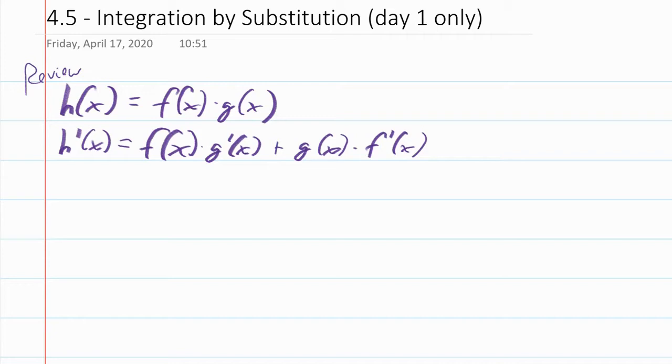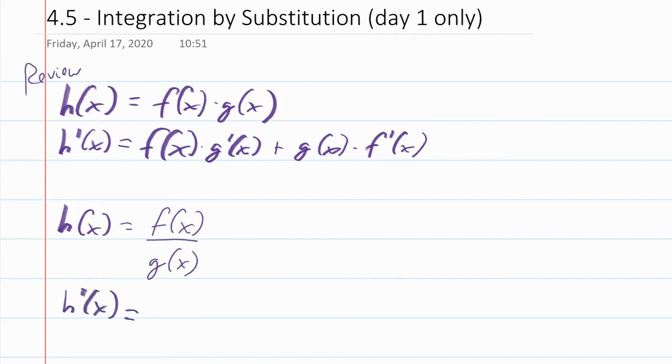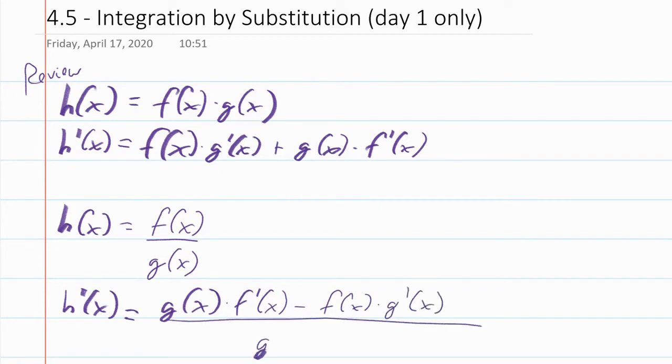We also learned something called the quotient rule, that if I have a function defined as the quotient of two different functions, its derivative, h prime of x, is equal to low d high minus high d low over low low, low meaning the denominator, times the derivative of the numerator, minus the numerator times the derivative of the denominator, over the denominator function squared. That's an easy way to combine a derivative into a single rational expression.